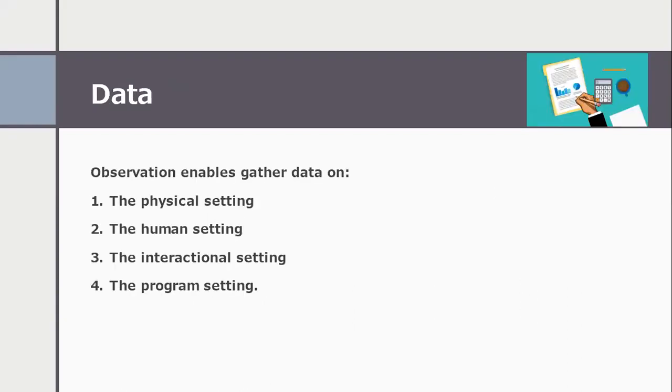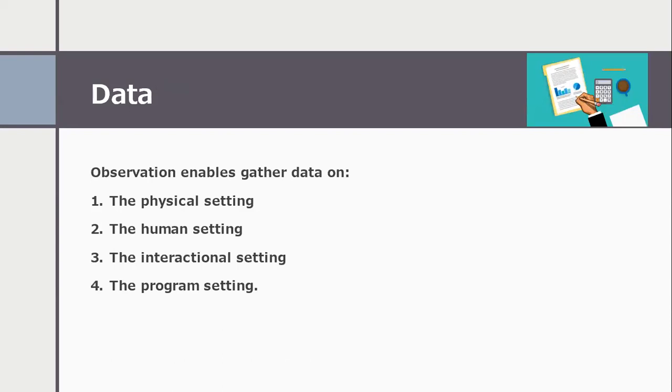Ma'am, next please. Observation enables us to get data on the physical setting, the human setting, the interactional setting, and the program setting. According to Morrison, observation opens the way for the researcher to get data on the following: the physical environment. The physical setting means the researcher can collect data about the physical environment and the organization.